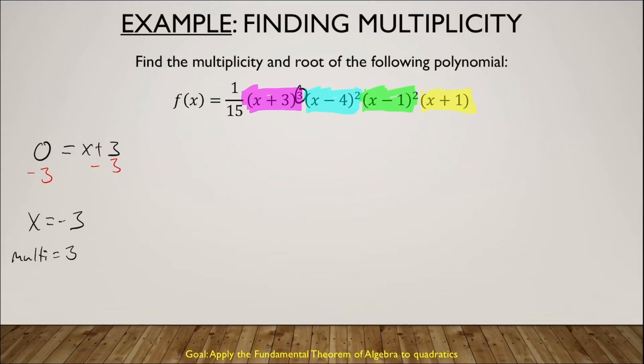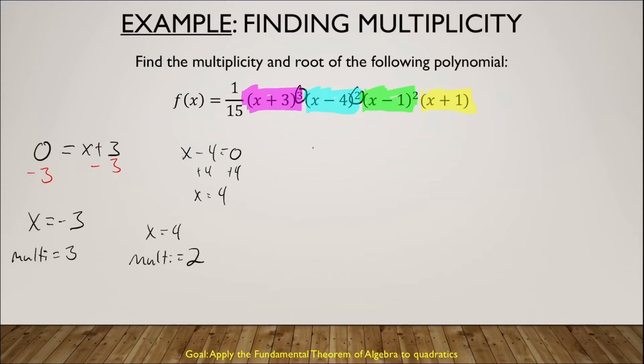Okay, then we do this next one. x - 4 = 0. We add 4 to both sides. So I get x = 4 with a multiplicity of 2.